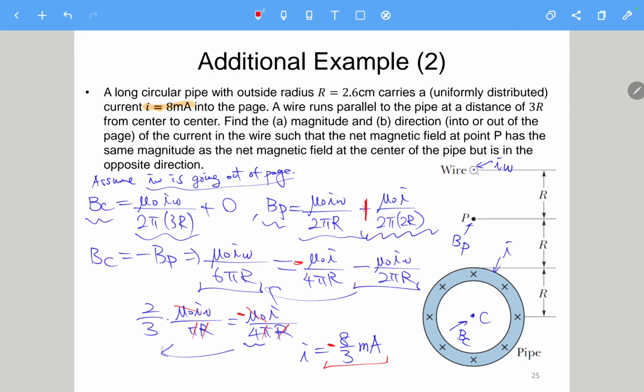In that case, we just assumed the incorrect direction, which means that IW should be going into the page. So this is for part B: the current IW is into the page. If at the very beginning we assume that IW is going into the page, then we will have a negative sign here and here, and finally we will get a positive answer. And then we show that the current is going into the page. So far, any questions?